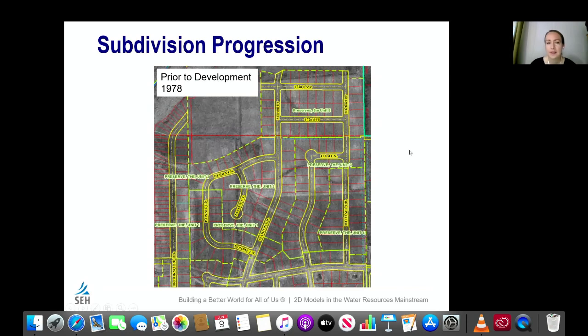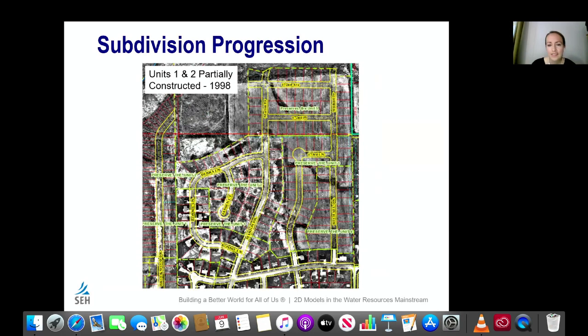When I was working on this project, I was looking at the historical aerials, and I noticed that I could kind of distinguish a flow path or a drainage way through the development. And this was in the 1978 aerial, before any development occurred. And then fast forward 20 years to 1998, that drainage path is partially interrupted by the partial construction of the development.